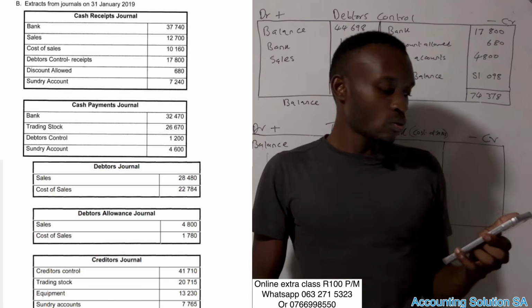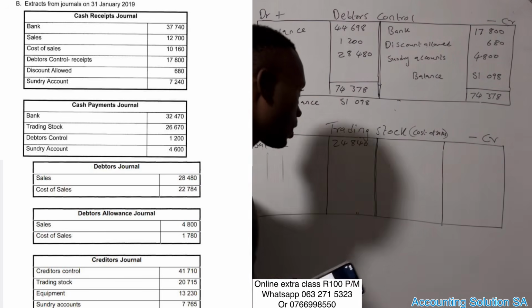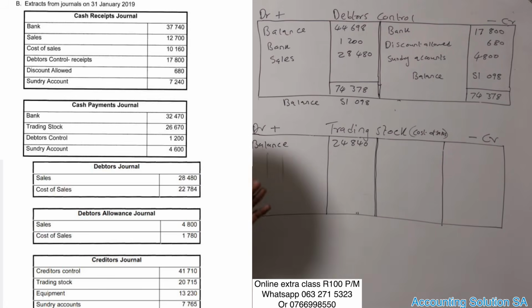Okay, now let's go to trading stock. Remember the trading stock, whenever that inventory comes in, we record this side. When it goes, we record this side. Okay, let's start.